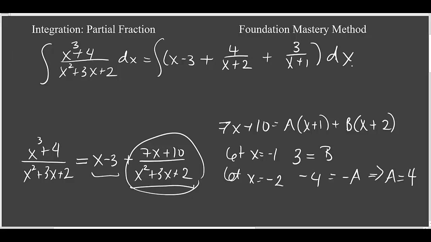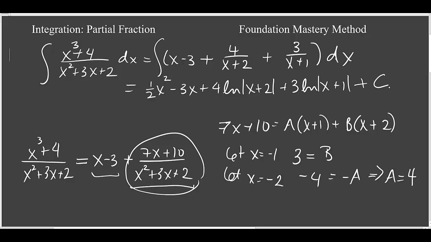And now this is something that we can integrate. So this will give us, well, the antiderivative of x will be 1/2 x squared. The antiderivative of -3 will be -3x. And then we'll have 4 times the natural log of the absolute value of x plus 2 plus 3 times the natural log of the absolute value of x plus 1 plus a constant of integration.